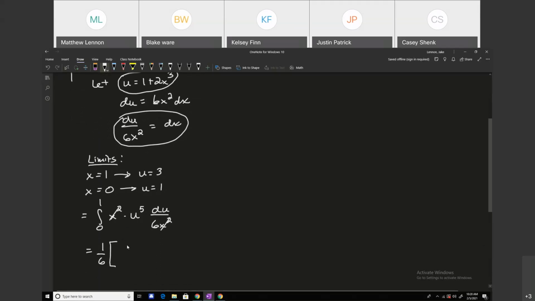U to the fifth has a very easy antiderivative. Just add 1 to the exponent, u to the sixth over 6, and that's from 1 to 3. This thing's a polynomial, so plugging in 0 isn't going to do anything, so it's just going to be 1/6 times the 1 to the 6th power. I'll plug both in just so you can see, but 1 to the 6th over 6 minus 0 to the 6th over 6. So the second term is 0 and just goes away. So we get 1/6 times 1/6, or 1 over 36. So that was the answer to the first one.